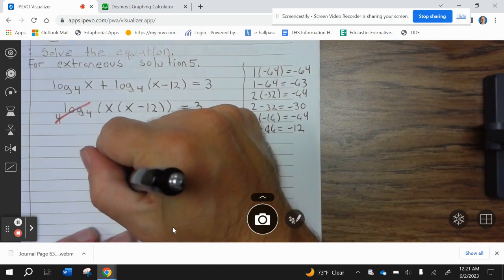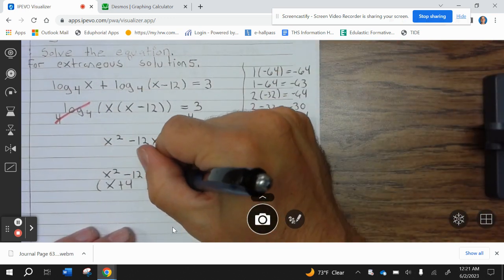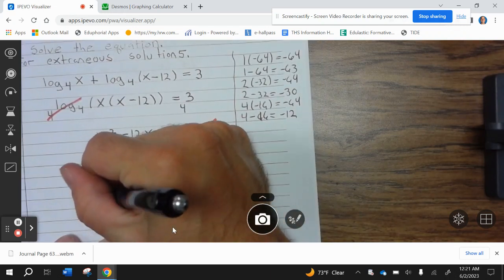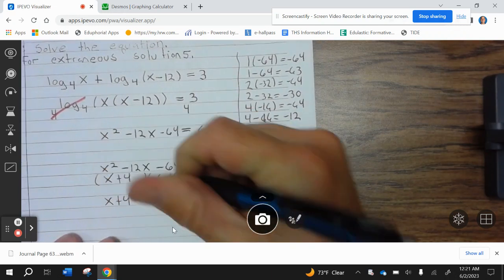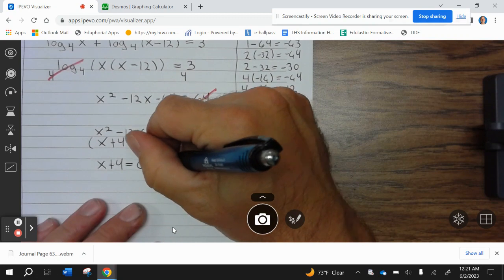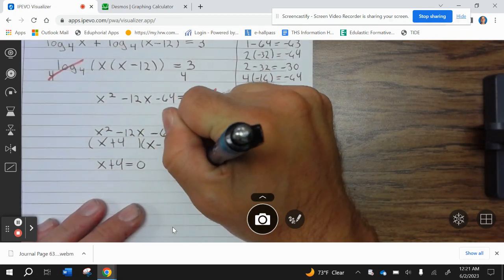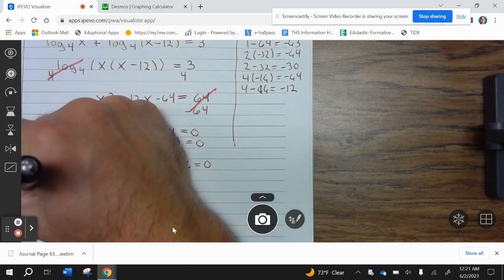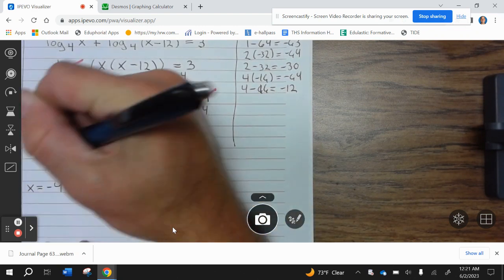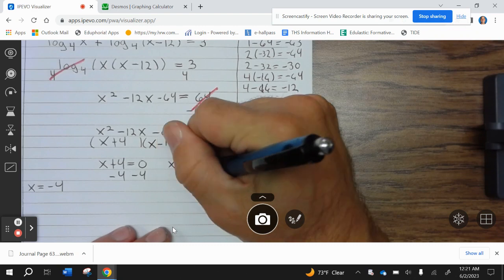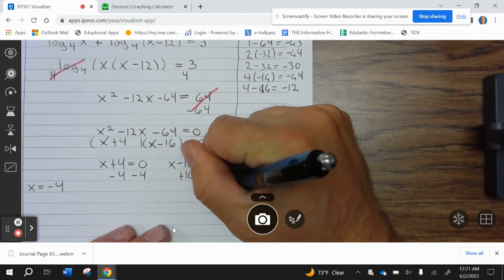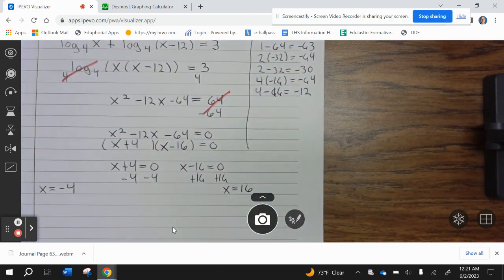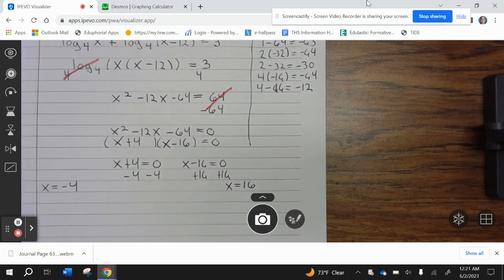So x plus 4, x minus 16. X plus 4 equal to 0. X minus 16 equal to 0. Subtract 4 from both sides. X equals negative 4. Add 16 to both sides. X equals 16. Now to check for extraneous solutions, we plug the number back in.